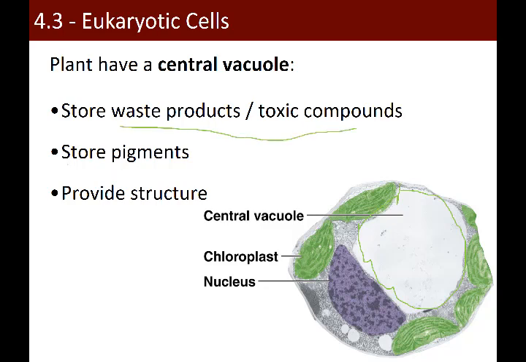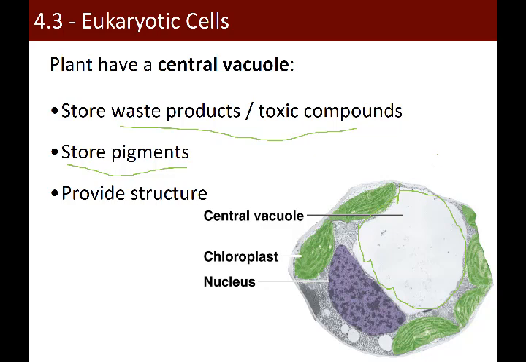and the importance of the central vacuole, in a lot of ways for the plant cell, is actually to provide structure. And so at the end of this chapter, we're going to talk a lot about the movement of material into and out of membranes, and we're going to talk about osmosis and diffusion. And we'll look at the role that the structure plays in the plant cell.